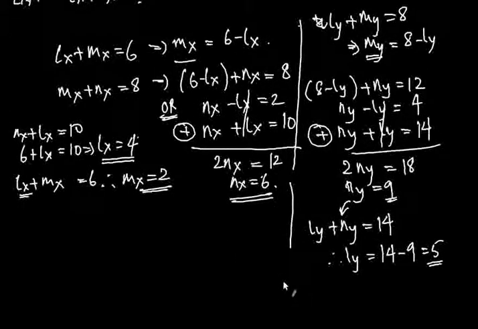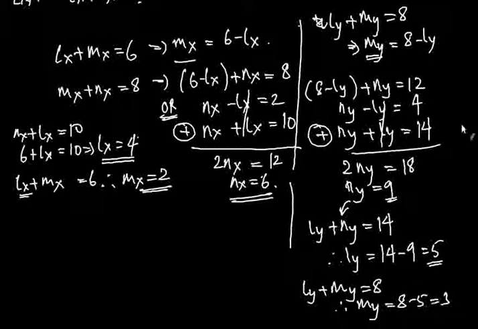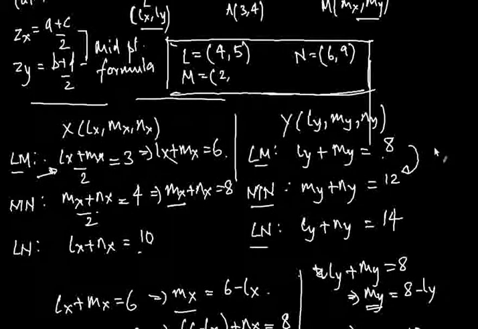The last remaining piece is my. And my, what do we know about my? Well, we know that Ly plus my is equal to 8, but Ly was equal to 5, and therefore my will have to be 8 minus 5, which is equal to 3. So that's it. Actually, you know what? We are done. So my is just 3.